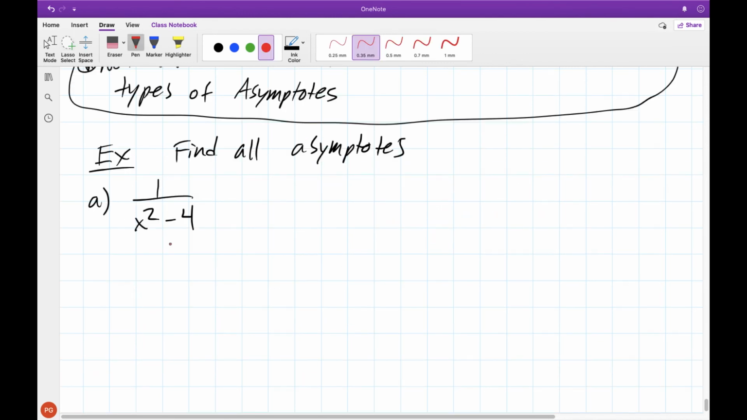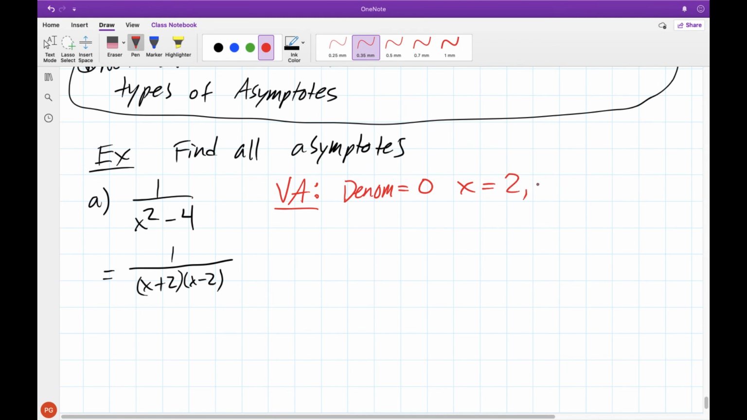The first one here, we want to find all the asymptotes, horizontal and vertical. To start with our vertical asymptotes here, remember we're looking for denominator to be 0. Notice this is a difference of squares, so we can actually factor this, which tells us that our vertical asymptotes are going to be at x equals positive 2 or negative 2. So those are our two vertical asymptotes.